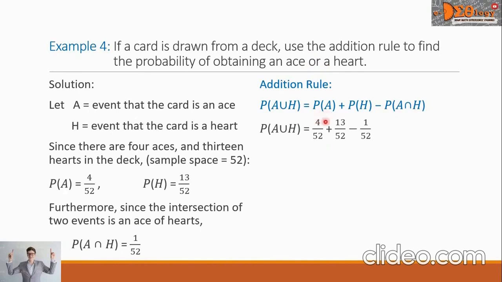P of A is now 4 over 52 plus the P of H, which is 13 over 52, and minus the P of A intersect H, that is 1 over 52. And when we do the operation, we have 16 over 52. We reduce this to lowest terms, and that will be equal to 4 over 13. This is now our final answer.